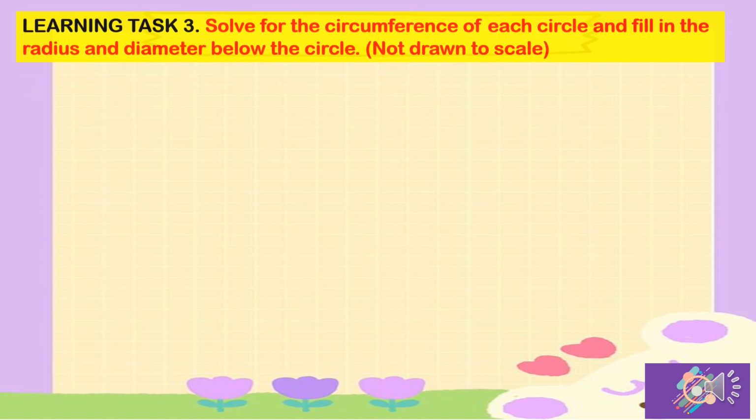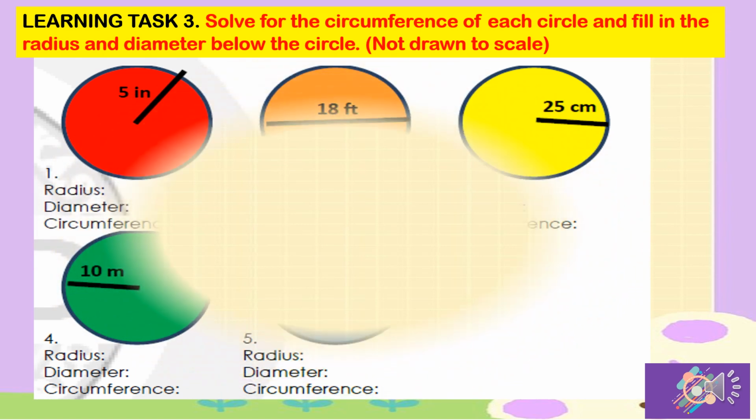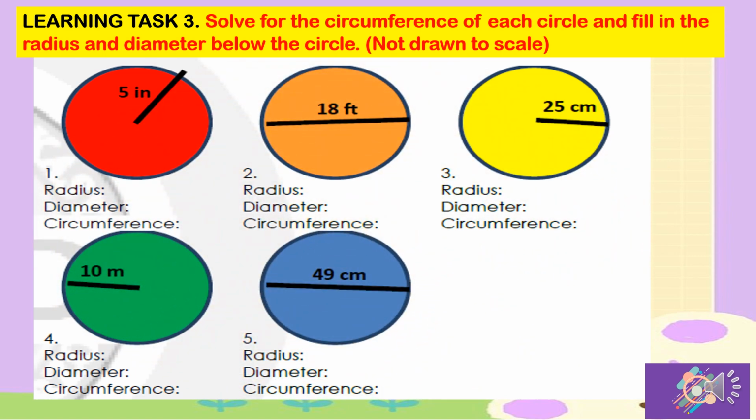Okay. So for learning task 3, solve for the circumference of each circle and fill in the radius and diameter below the circle. Not drawn to scale. So we have circle number 1, which has a radius of 5 inches. Circle number 2, the given is the diameter, 18 feet. Next, circle number 3, 25 centimeters as the radius.